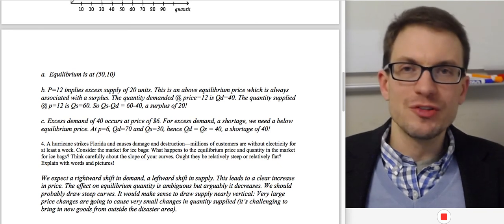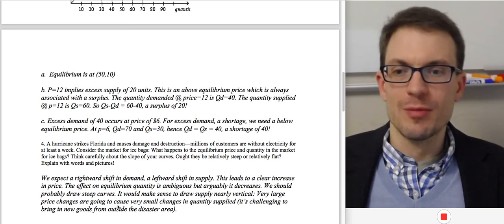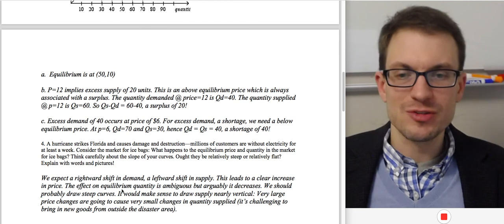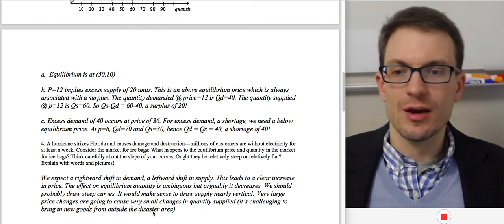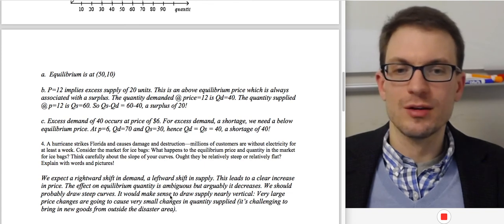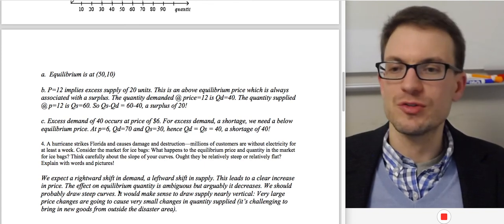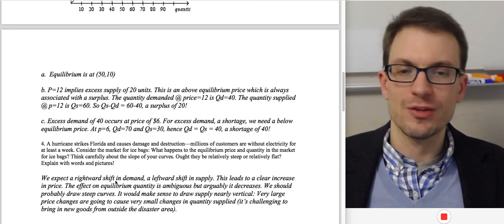Probably have relatively steep curves, right? Demand and supply are both probably really inelastic, especially in the short term. Probably very difficult to get new goods in, and consumers have very few substitutes for ice bags. Okay, cool.